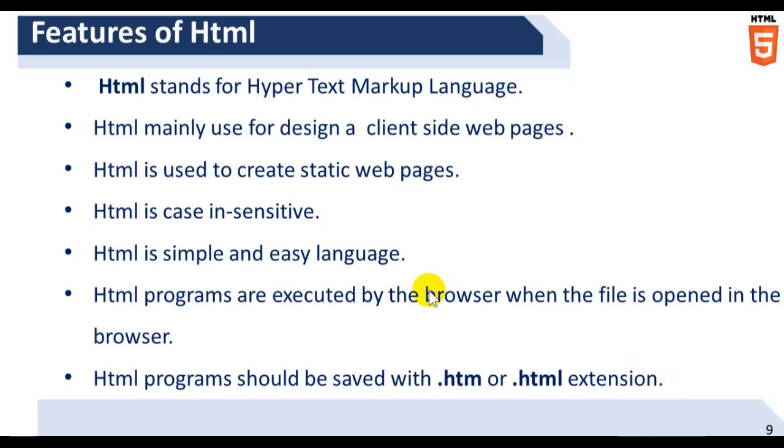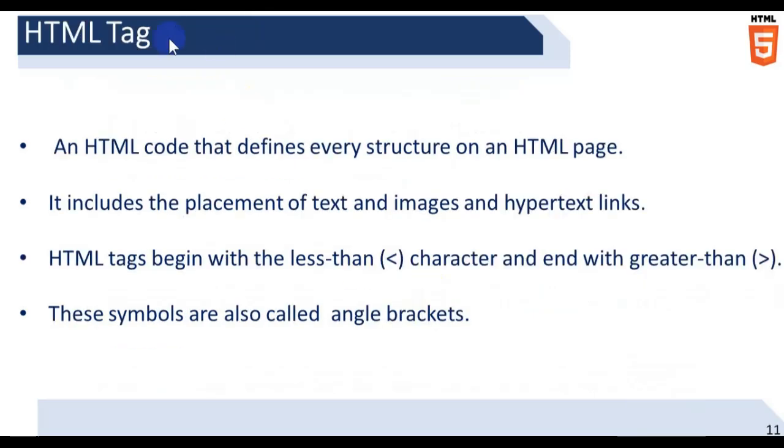Okay guys, now we'll move to another slide. There is something called HTML tags, which is very important here. HTML tag means what? The whole of HTML is dependent on tags and attributes. A tag is a predefined code that defines every structure on an HTML page. For example, I want to add an image, a video, a table, a form. For everything we have to create a structure, and to create that structure we have a predefined code. The predefined code is nothing but what? Tag.